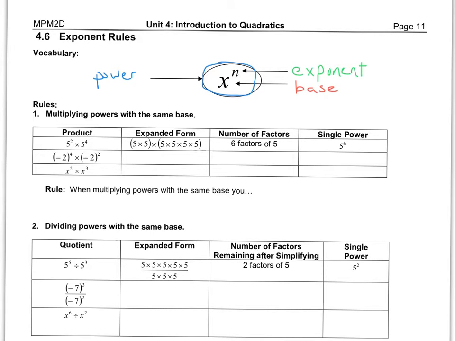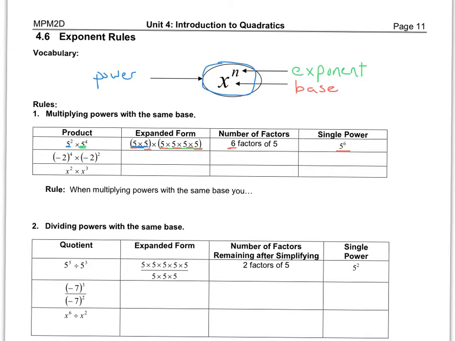First rule we're going to look at is multiplying powers with the same base. For example, if you've got 5 squared times 5 to the 4, in expanded form the 5 squared really is 5 times 5, and then the 5 to the 4 really is 5 times 5 times 5 times 5, or 4 factors of 5. All together we now have 1, 2, 3, 4, 5, 6 factors of 5. Remember, factors are things that just get multiplied together. So 5 is multiplying itself 6 times. As a single power, that is 5 to the exponent of 6.